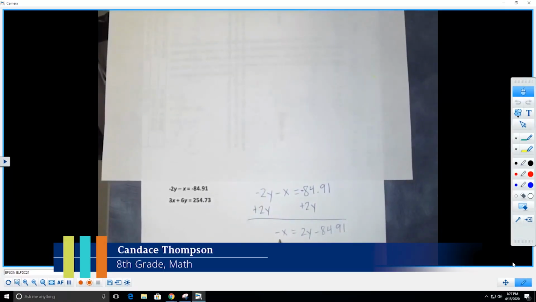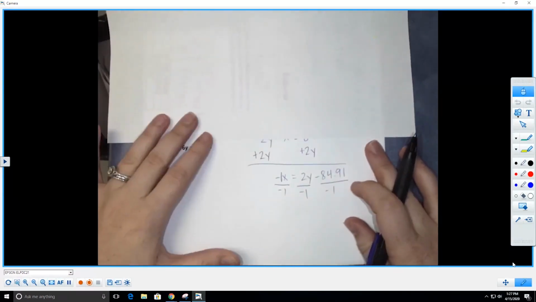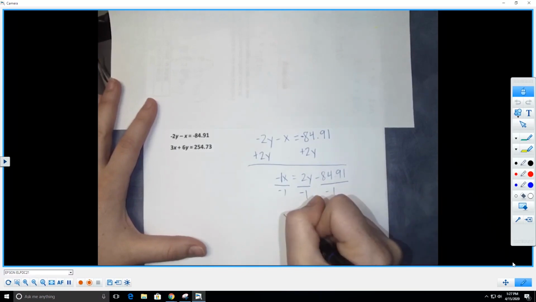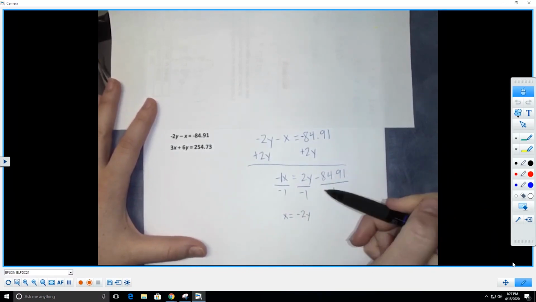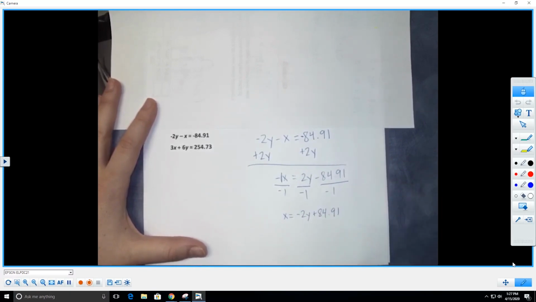I've got to get rid of that negative 1 coefficient here. So I'm going to divide each term by negative 1. And that's going to end up just changing the sign of each term to its opposite. So I have that x equals negative 2y, and then that would make that a positive 8491.